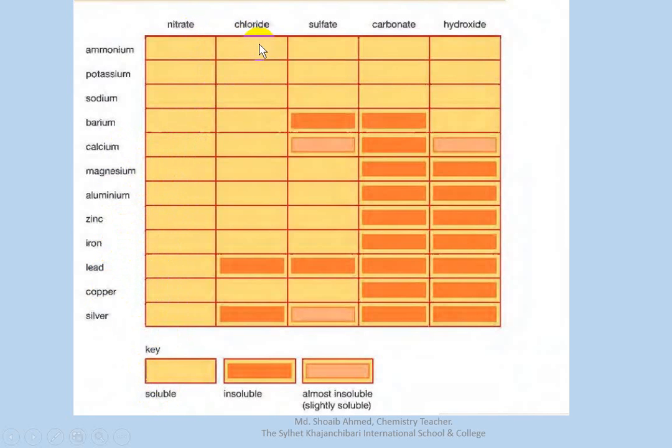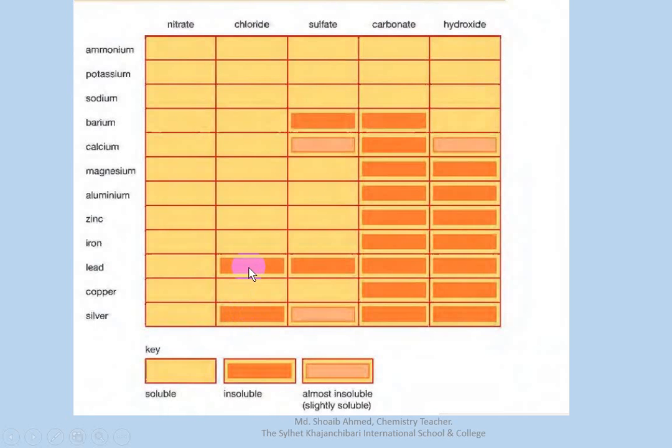Okay, now chloride salts. Ammonium chloride is soluble, potassium chloride is soluble, sodium chloride is soluble, barium chloride is soluble, calcium chloride is soluble, magnesium chloride soluble, aluminum chloride soluble, zinc chloride soluble, iron chloride soluble. Lead chloride is insoluble. Have you seen? Most importantly, lead chloride is insoluble. Copper chloride soluble. Silver chloride insoluble.